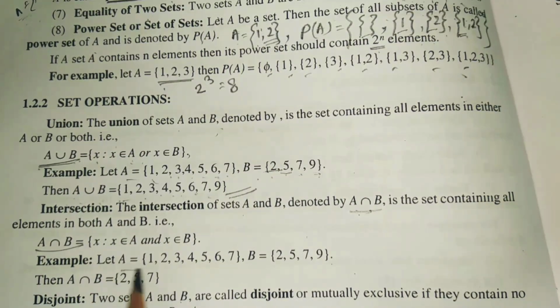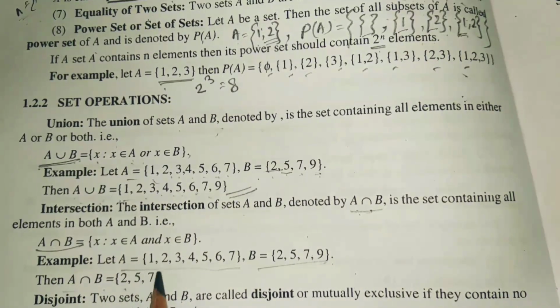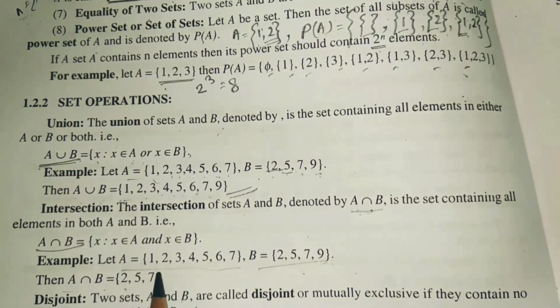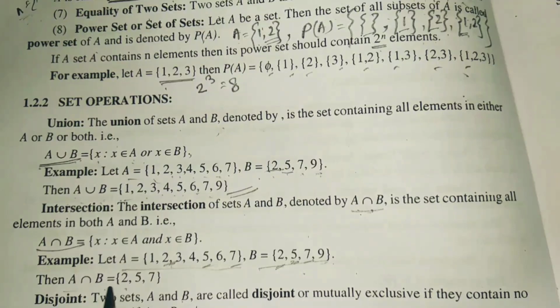For example, A is this set, B is this set. Then their intersection means which are the common elements. So 2 is the common element, 5 is the common element, 7 is the common element. So the intersection contains 2, 5 and 7.